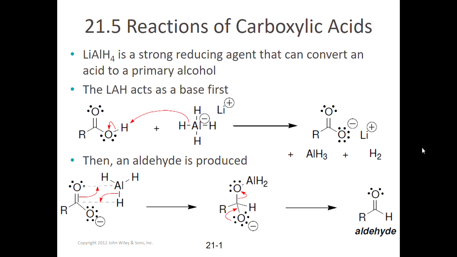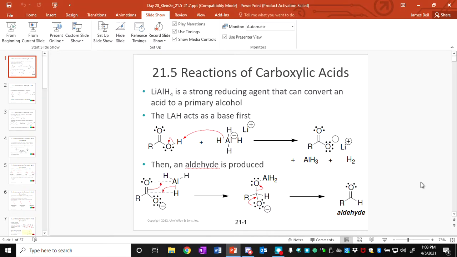So we were talking about carboxylic acids, and we finished up last time talking about how to make carboxylic acids.